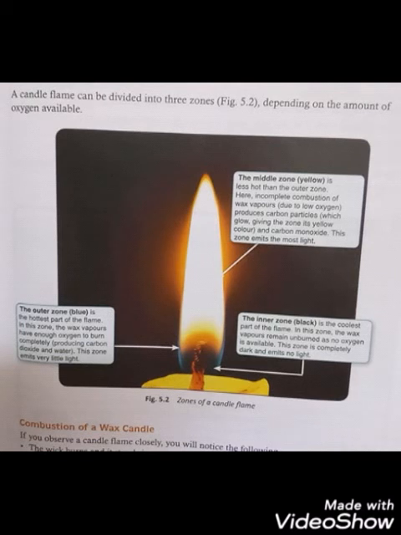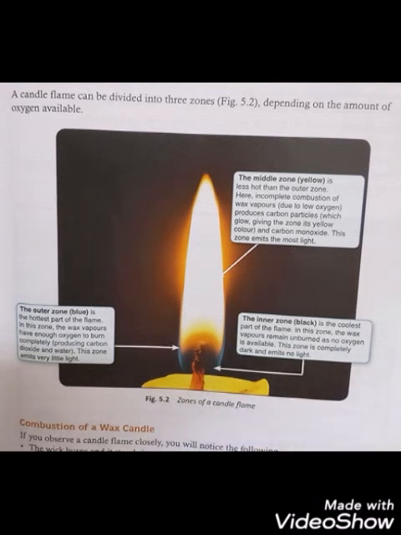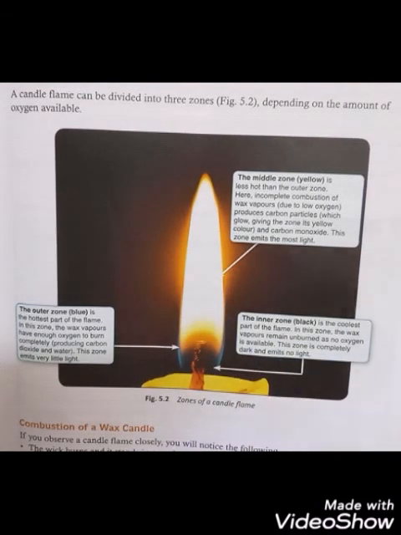So let us start from the outer zone. The outer zone is blue in color and this is the hottest part of the flame. So for the candle flame, the hottest part is the outer part of the flame, which is blue in color. This gets enough oxygen. This will get sufficient oxygen so that it can burn completely.